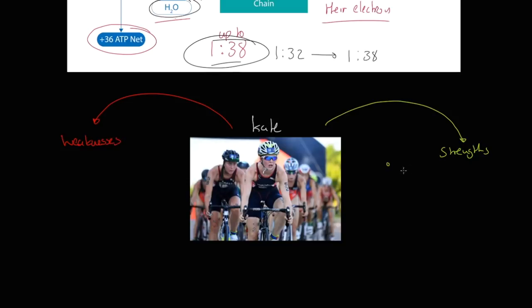So on the strength side, we have a high energy yield. Okay, high energy yield. And try and be specific, we've got 1 to 38, in comparison to the other systems, which are 1 to 1 and 1 to 2. So we see an efficient system here.